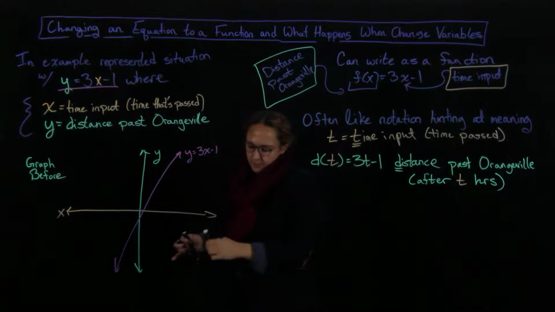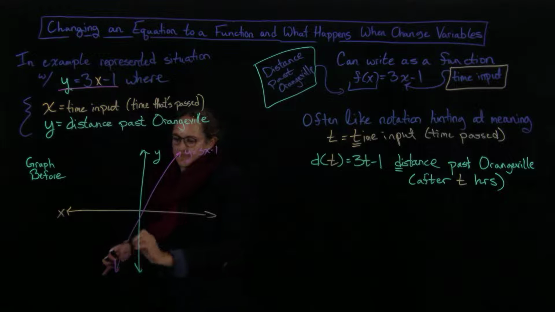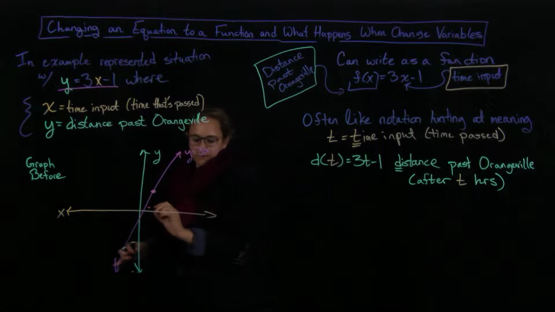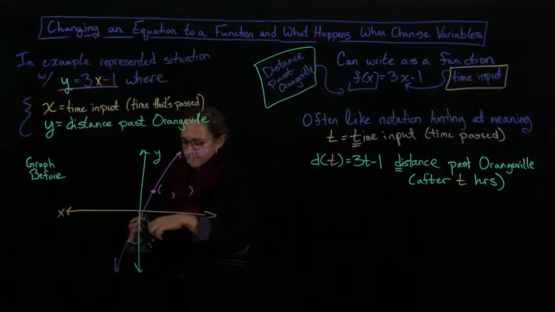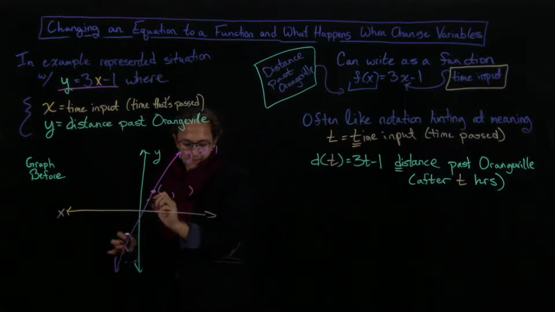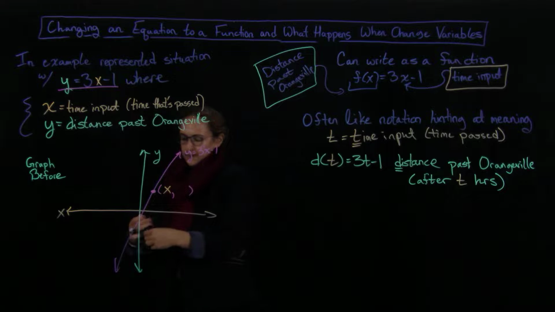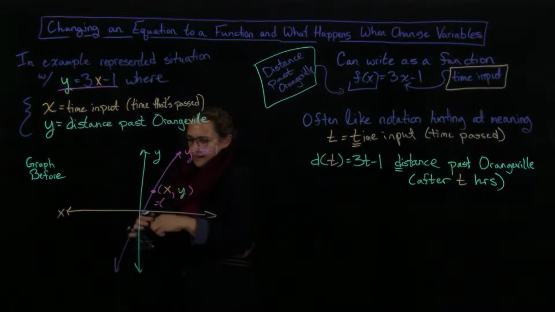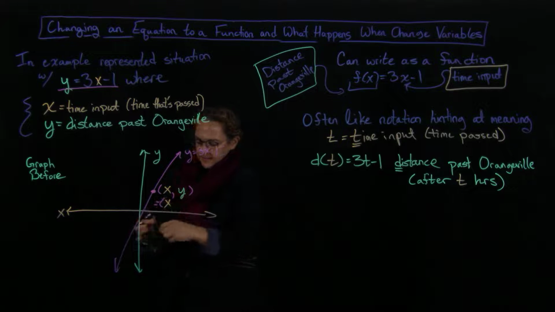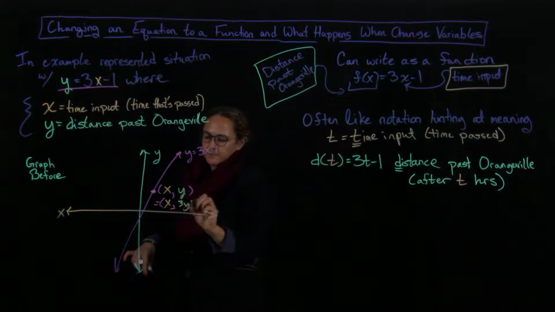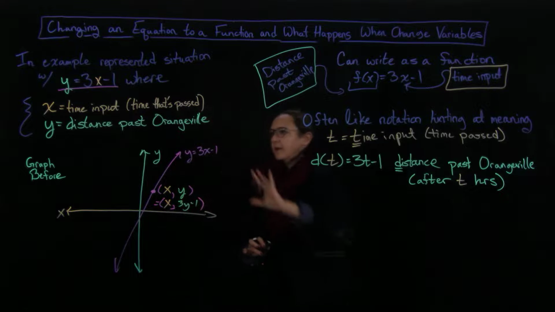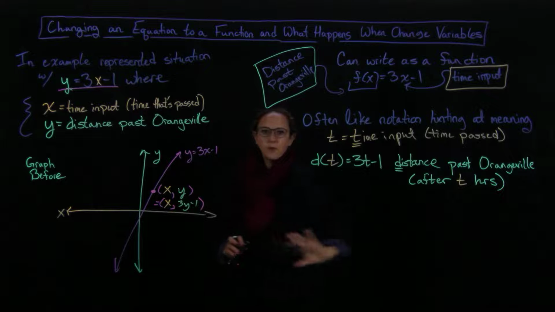Okay, and then a point on here would look like x and then y, or in this circumstance, x and then 3x minus 1. Okay, but now the new graph, so this is the graph from before, now the new graph.